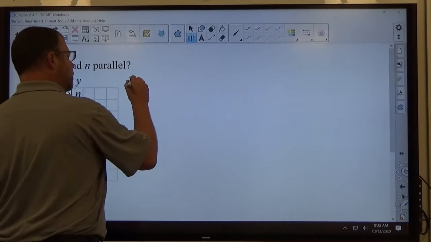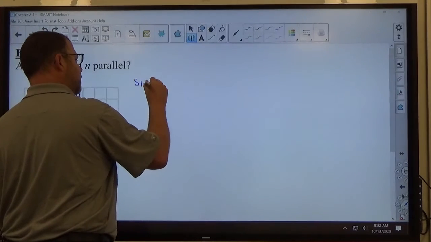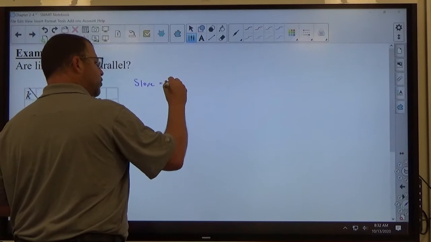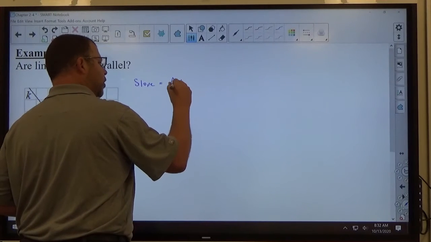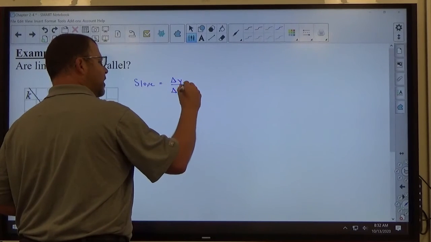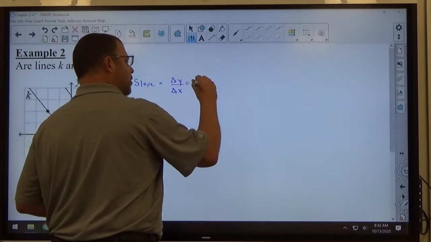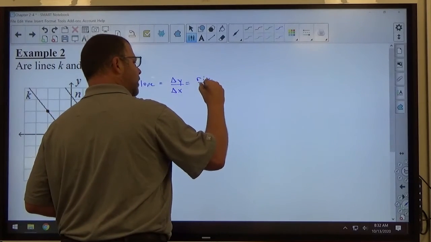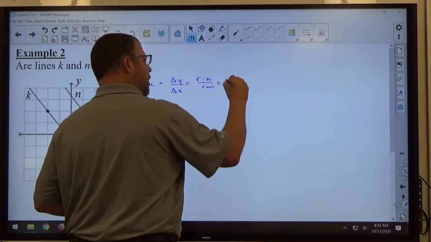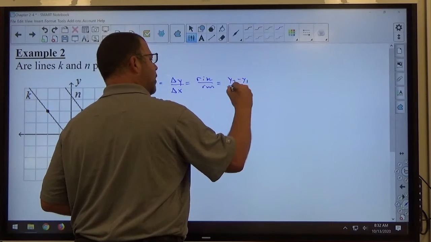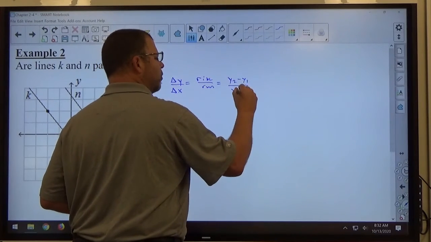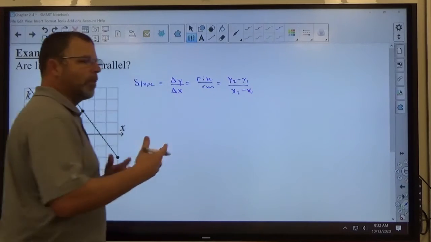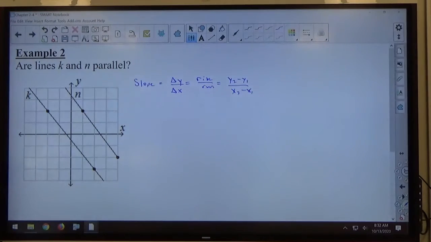And slope is change in y over change in x. It's also referred to as rise over run. It's also referred to as y sub 2 minus y sub 1 over x sub 2 minus x sub 1. All those mean the same thing. As far as how you want to go about doing it, it's up to you.